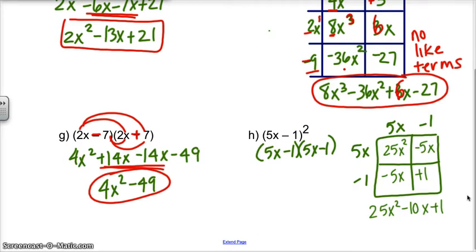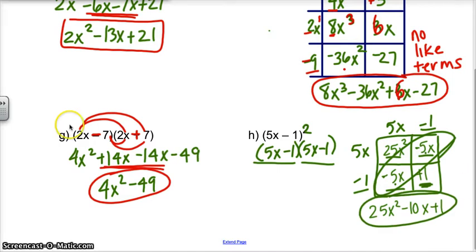For letter H, it was discussed in the previous video that this squared cannot be distributed and put through. It means that there are 2 binomials, one of which is 5x minus 1, the other of which is also 5x minus 1. So when I went through and multiplied, 25x squared, -5x, -5x, -1 times -1 is a +1. So when I combined my like terms, -5 minus 5 is a -10.